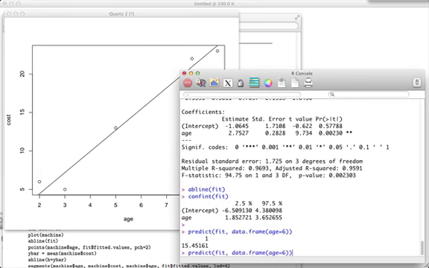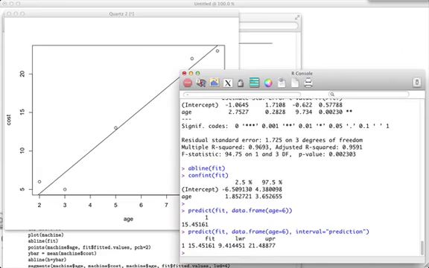Now, if we wanted a prediction interval, we would just say interval equals prediction. What is this telling us? Among 6-year-old machines, the lower bound would be about 9,000 if you have a really good machine. The upper bound would be about 21,000. So you're not going to have to spend more than about 21.5 for a 6-year-old machine.